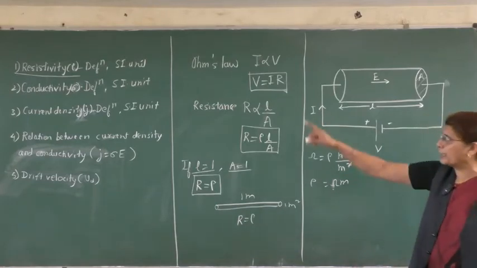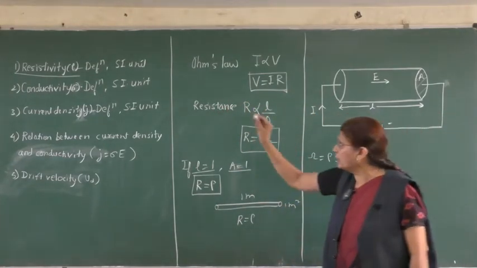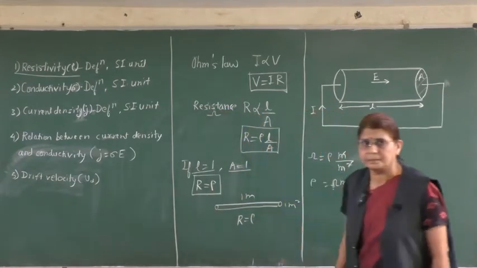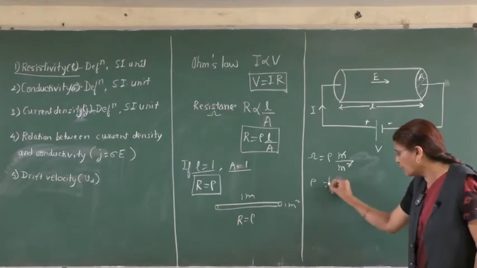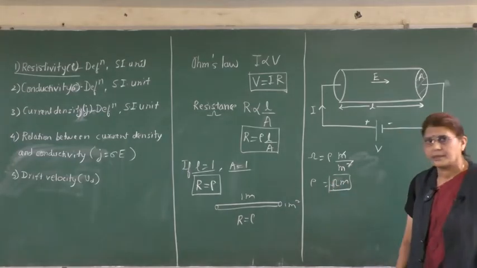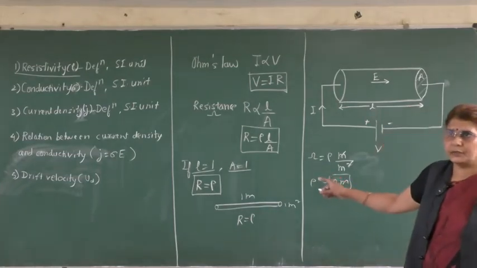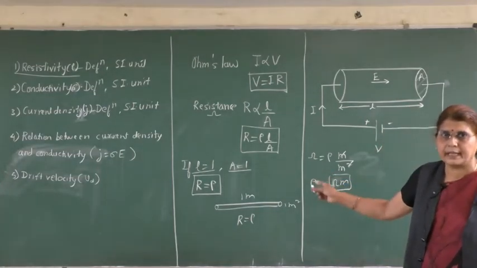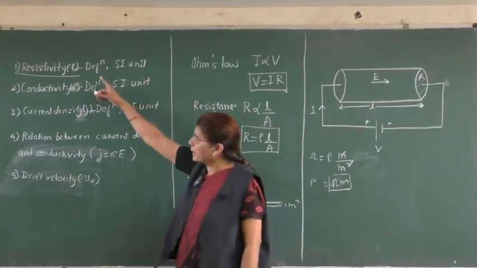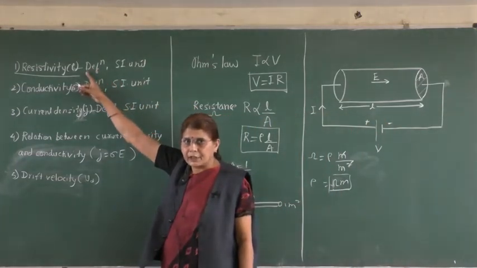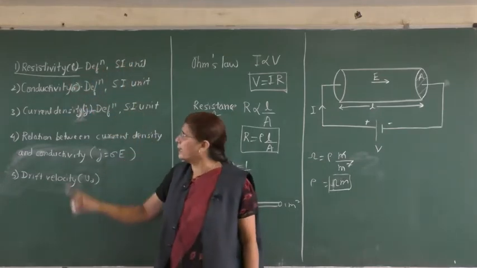So try to find out the difference between unit of resistance and unit of resistivity. Unit of resistance is simply ohm, whereas SI unit of resistivity is ohm meter. Rho is expressed in ohm meter. So this unit is often asked for 1 mark. What is the SI unit of resistivity? So we have considered the first point today, that is what is the definition of resistivity and what is its SI unit. I will repeat it once again.